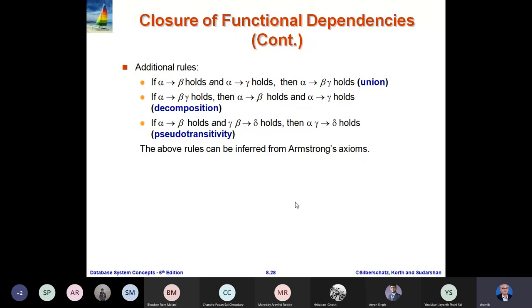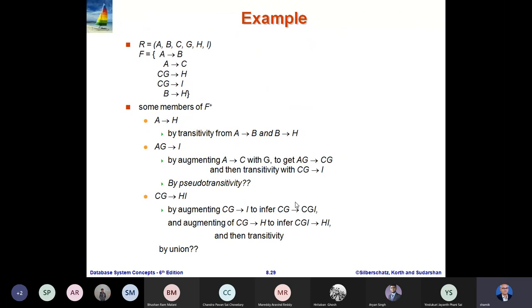So we can say that if alpha gamma beta to delta holds, then we can make out that alpha gamma to delta will hold. And this can be inferred from Armstrong's axioms, and these are very commonly used. So let us take a look at one example to make things clear.